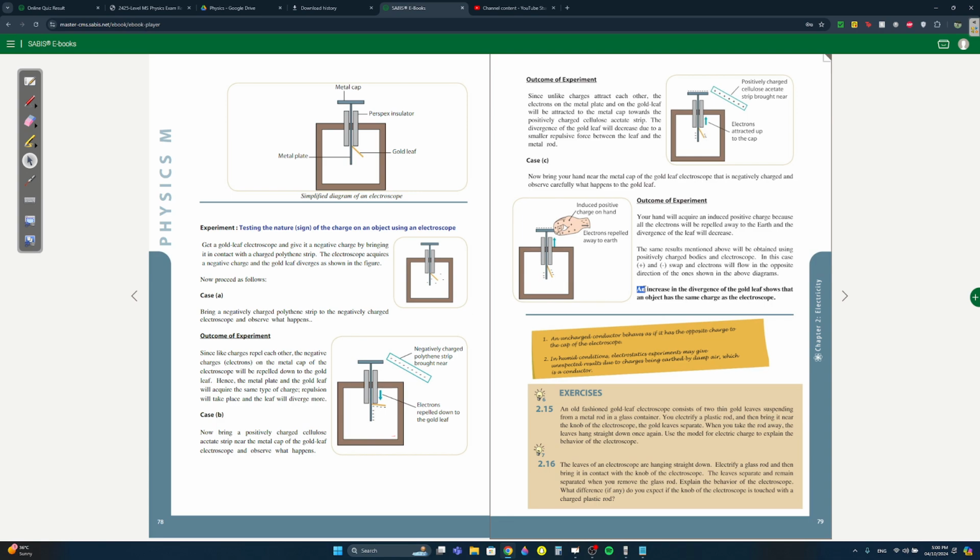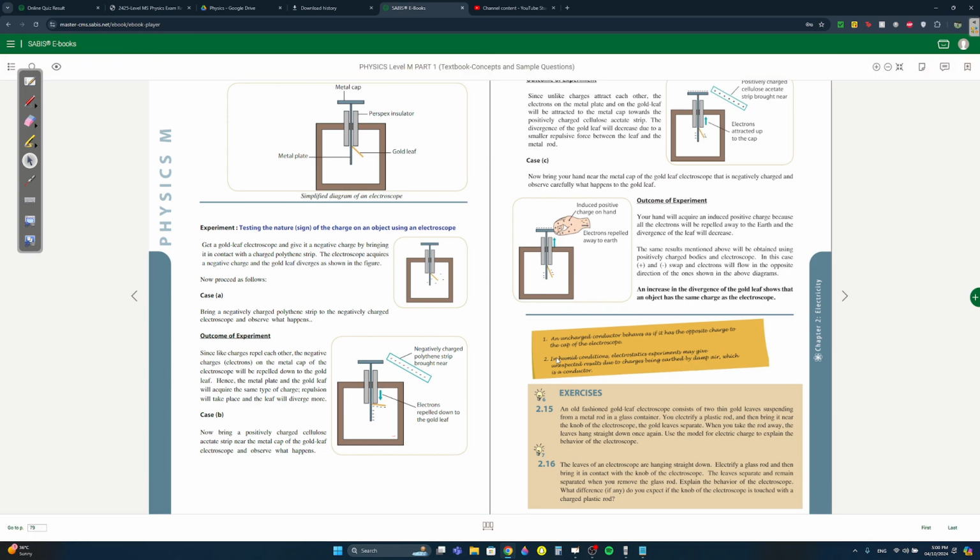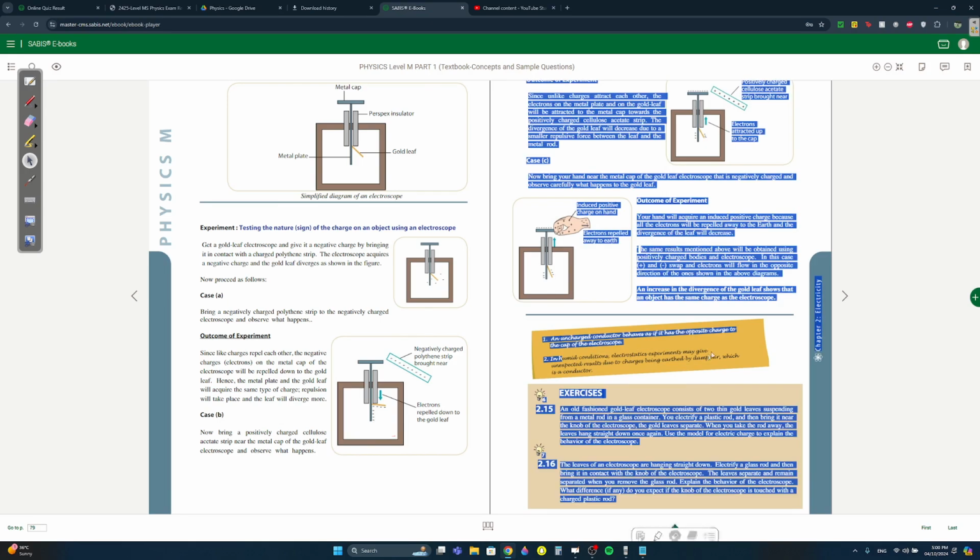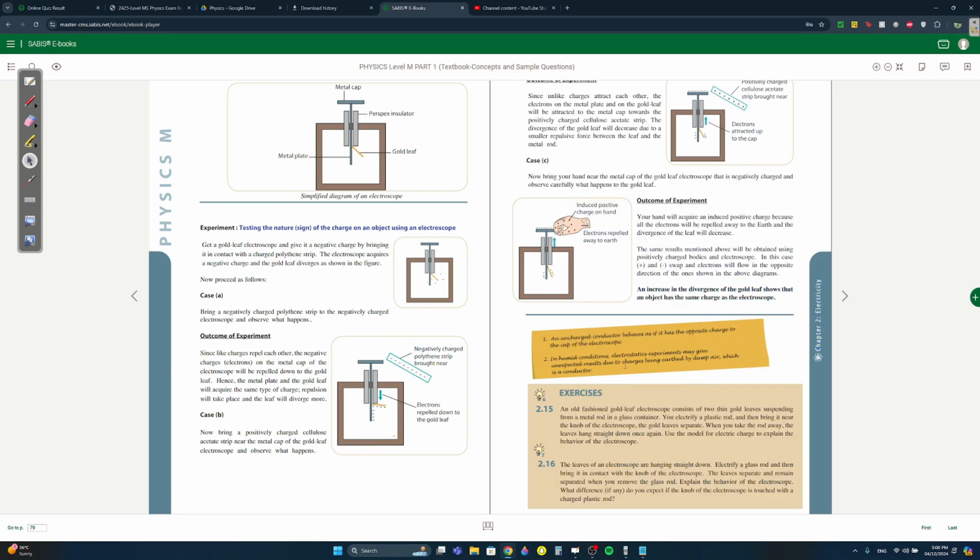So he put this in big bold letters. An increase in the divergence of the gold leaf shows that it has the same charge because it will repel more. An uncharged conductor behaves as if it has the opposite charge to the cap of the electroscope. In humid conditions, electrostatic experiments may give unexpected results during being charged by an apparatus. You should know that in humid conditions, guys, electrostatic experiments may give you unexpected results.